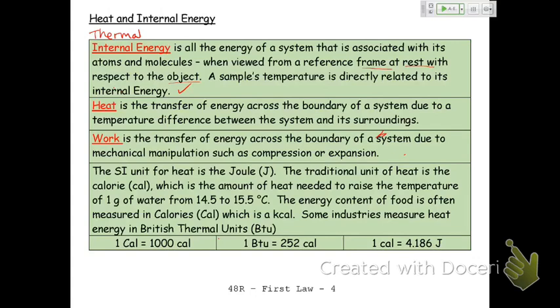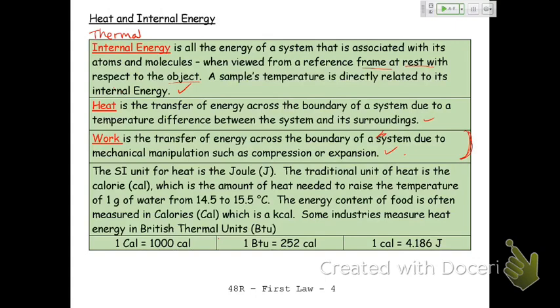And then heat. Heat is transfer of energy across a boundary of a system due to temperature difference between the system and its surroundings. You know, the spoon and the ice cube and all that kind of stuff. Work. Oh, work's going back to mechanics. Work is the transfer of energy across a boundary of a system due to mechanical manipulation, such as compression or expansion. That's interesting. We're bringing in something mechanical to something that's been thermal. And we're going to find out that now we're linking together the mechanics we learned and the bit of thermal that we've learned.